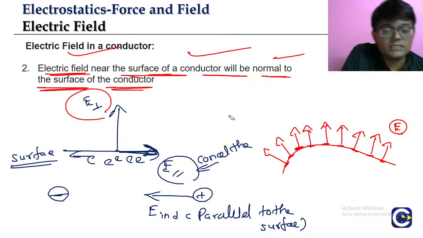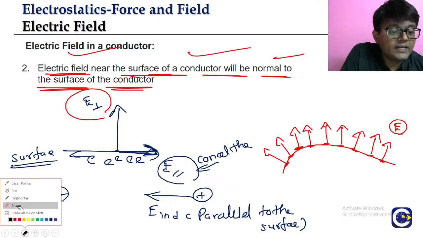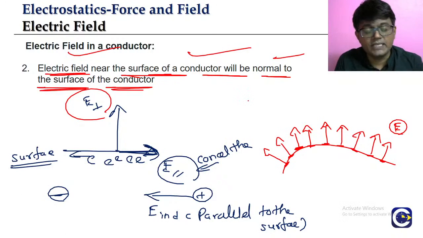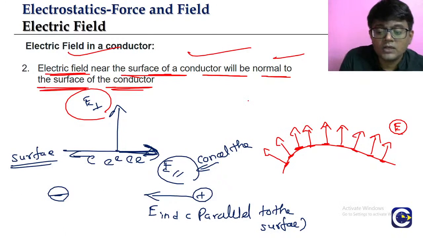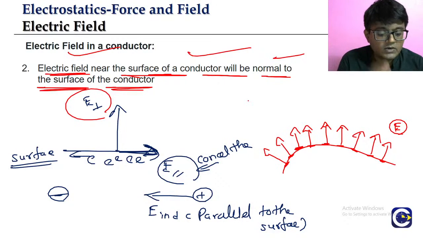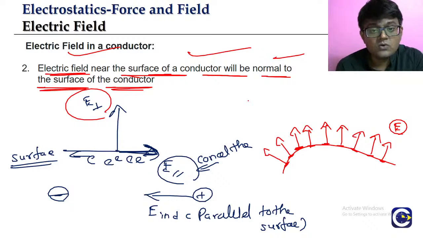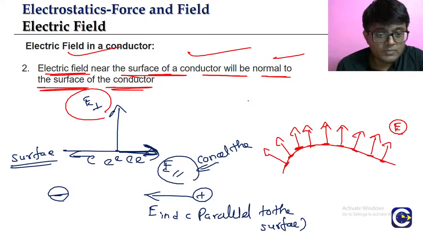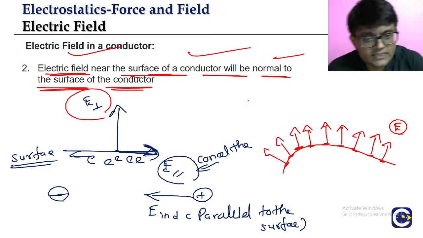Okay? So this is how we look at the electric field at the conductor. Inside the conductor, the electric field will always be 0. At the surface, the electric field will be normal to the conductor surface. The parallel component will not be there. If it were, the parallel component will be cancelled by the redistribution of the charges.